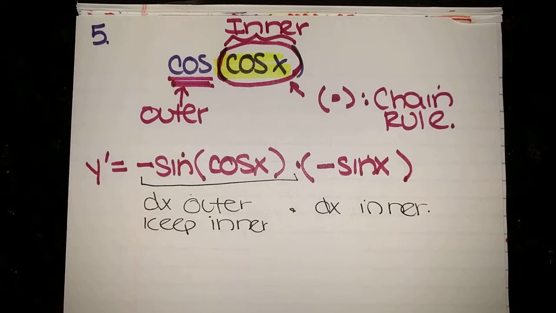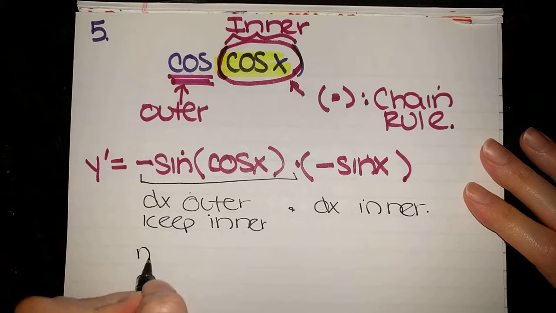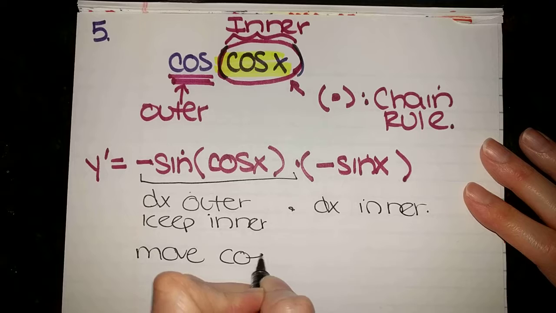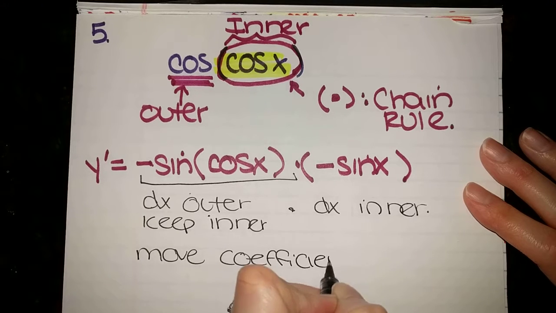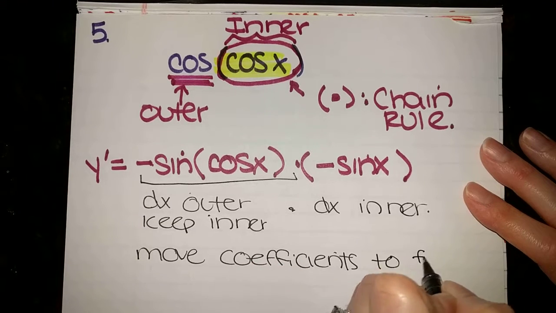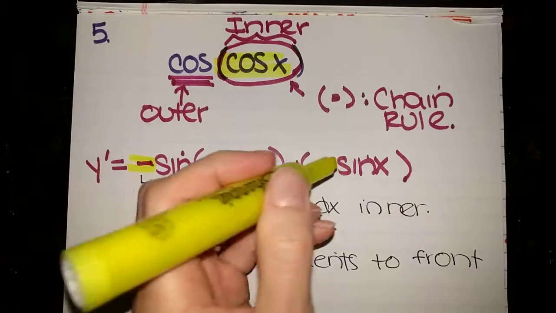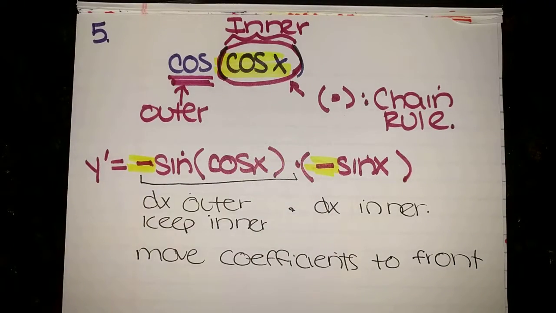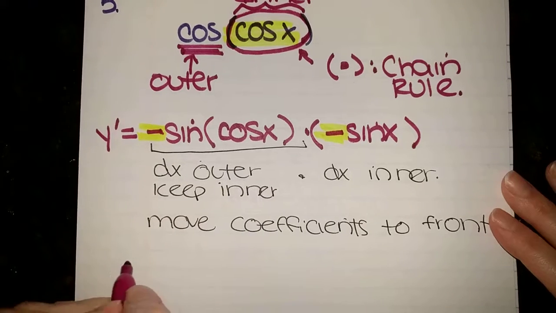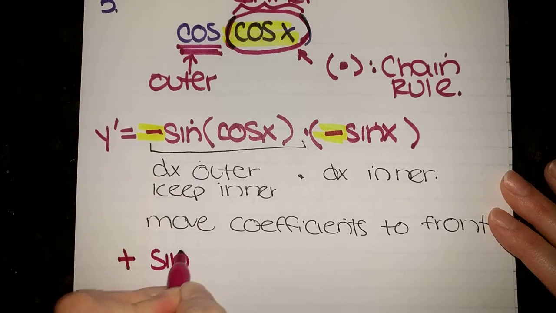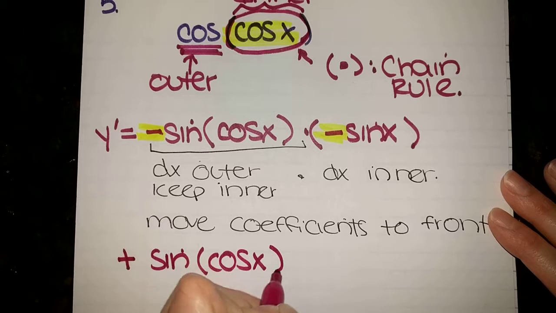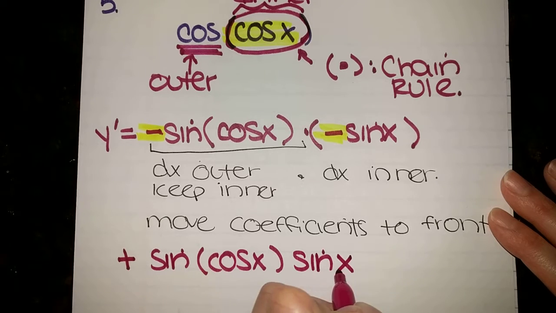And then our final step is that we move any coefficients that we have to the front. So coefficients to the front. So in this case, I have a coefficient of negative here and a negative here. So I would multiply those two negatives together and say that this is positive sine cosine of x times sine x.